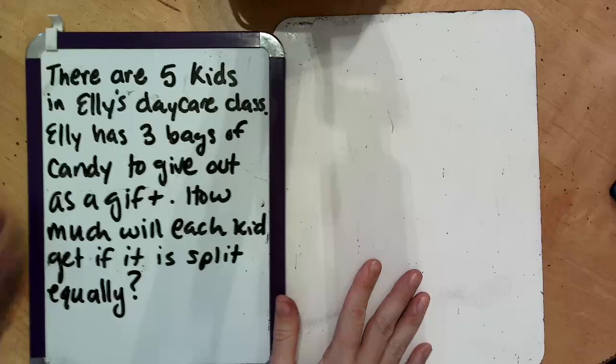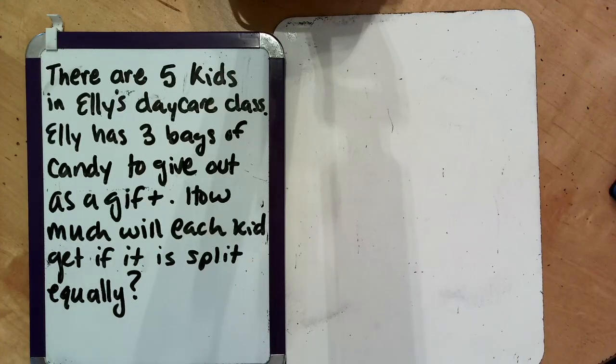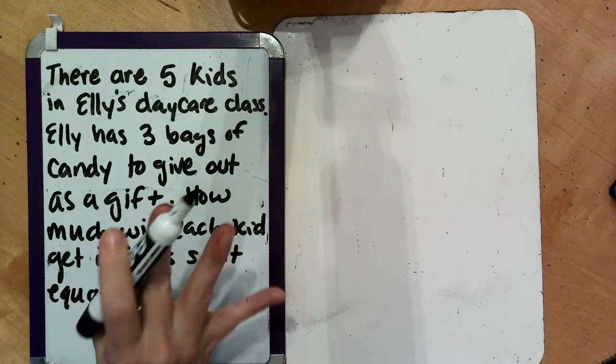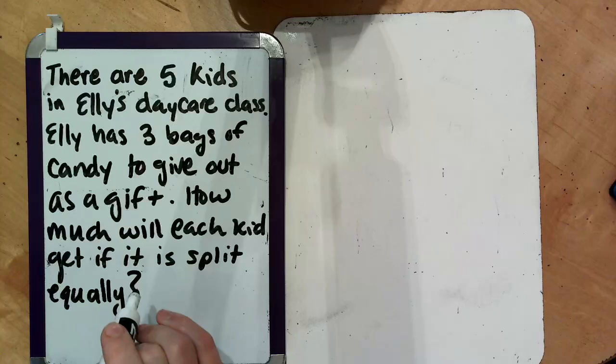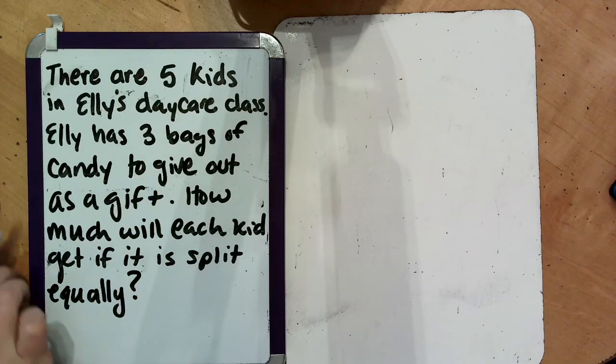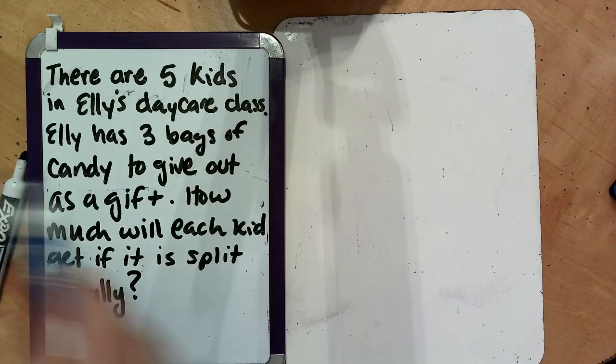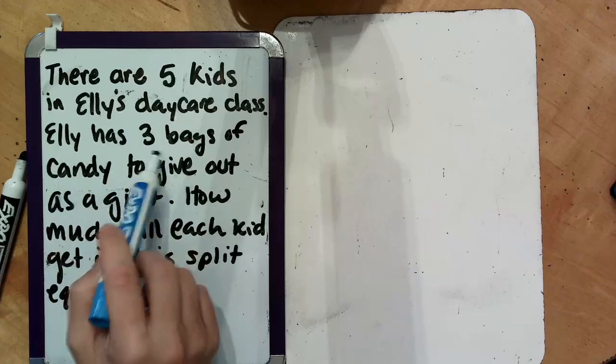All right, there are 5 kids in Ellie's daycare class. Ellie has 3 bags of candy to give out as a gift. How much will each kid get if it is split up equally? So this is not including Ellie. She's giving the gift, so it's not 4 kids and it's not 6 kids, it's 5 kids. So, okay, there are 5 kids. That's good to know. The daycare class, we have 3 bags of candy.